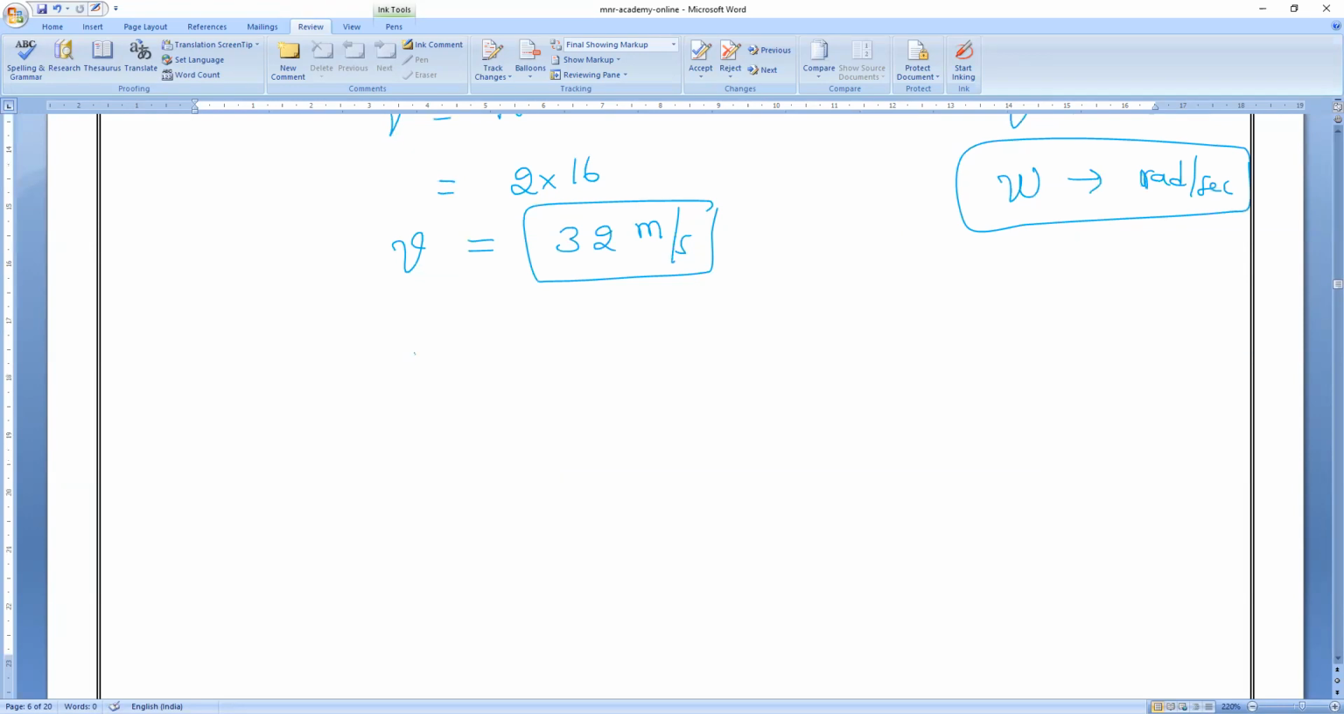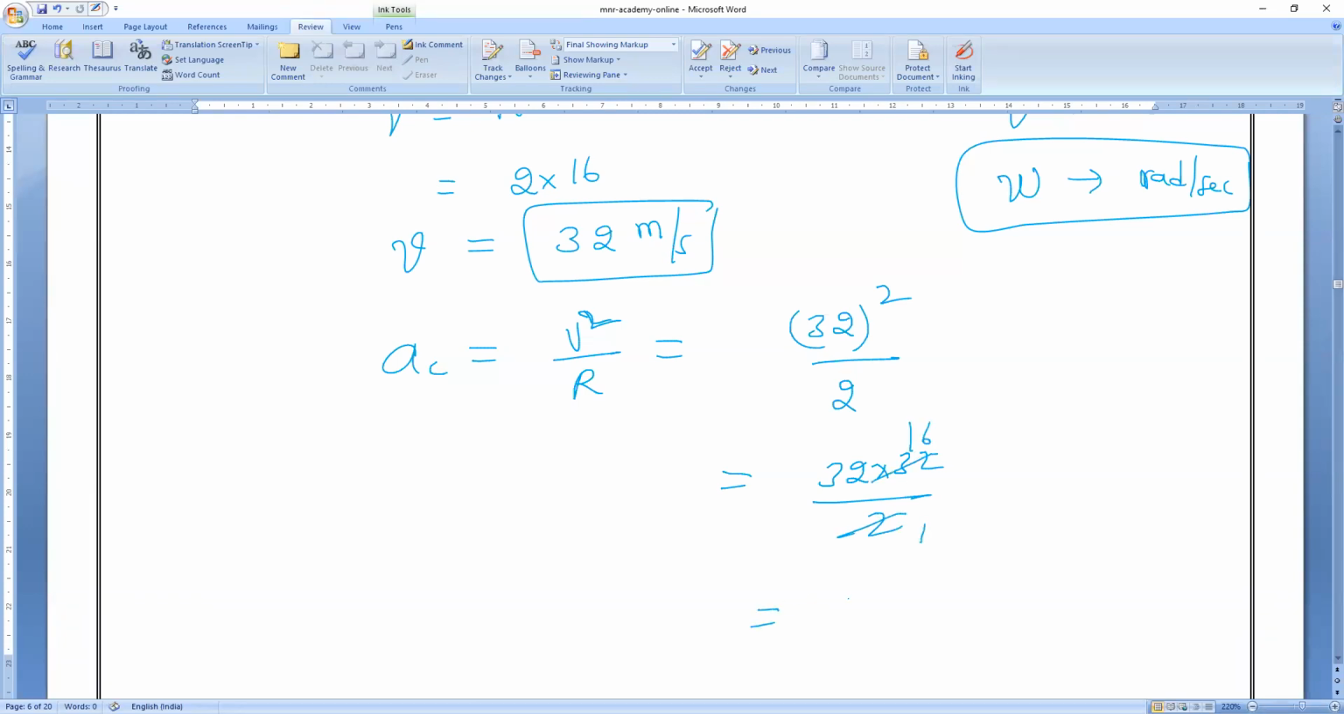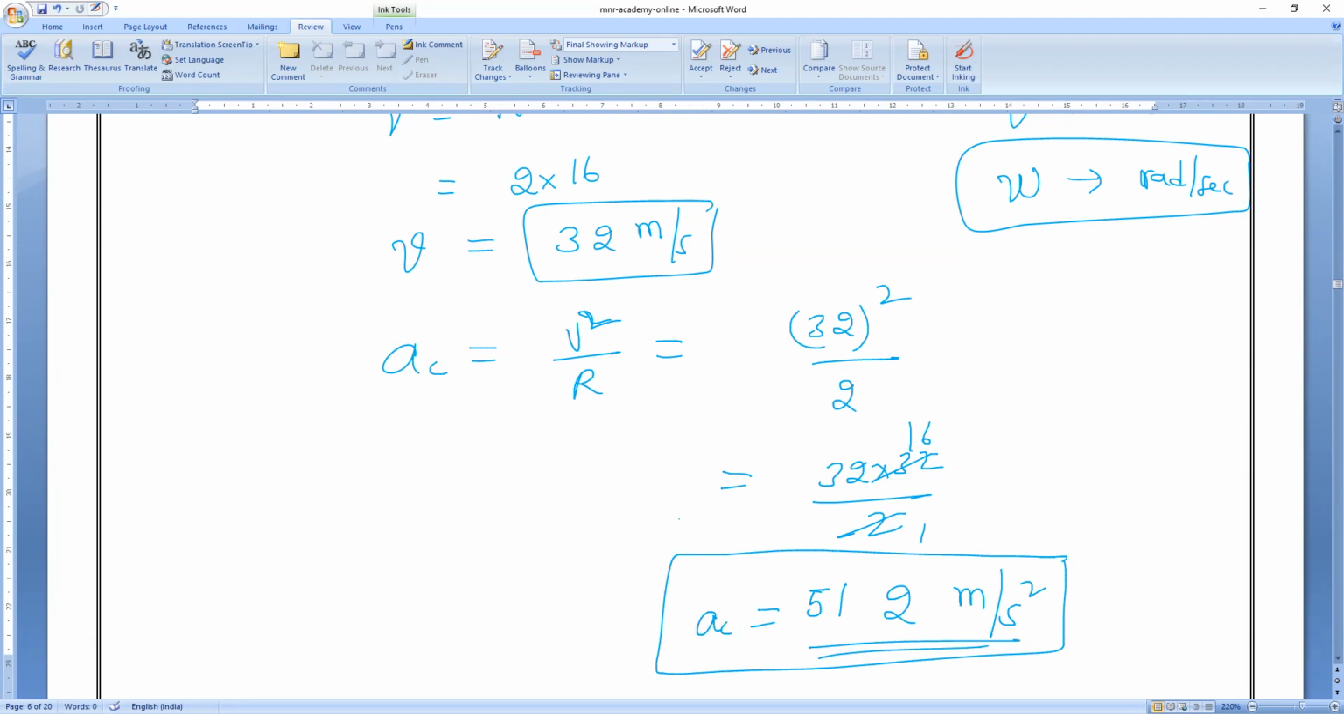Next, centripetal acceleration. So centripetal acceleration formula is V square divided by R. So V is equals to 32 whole square divided by R is 2. So which is equals to 32 into 32 divided by 2. 2 ones are 2, 16. So 16 into 32 how much? 6 2s are 12, 6 3s are 18 plus 1, 19. Next 3 2s are 6, 5, so 512. So centripetal acceleration is 512 meter per second square. That is what you have to remember.